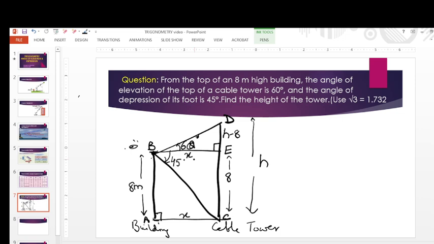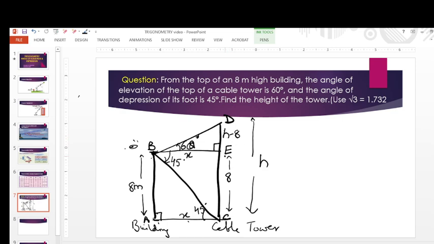How will we find X? By this triangle ABC. But where is the angle? I told you that this angle of depression, by alternate angles, is always congruent to this. So this is also 45 degrees. So can we apply a trigonometric ratio here? X is the horizontal distance. We can find X from here. X is parallel to this. So we'll come to know X and we can easily find the one remaining variable, that is H.